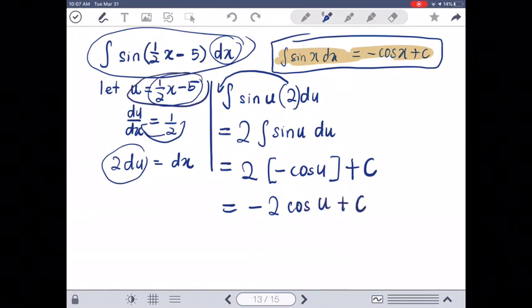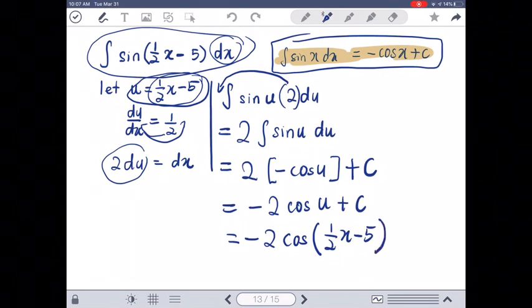Insert the original value of u, which is 1 over 2x minus 5. So my final answer is negative 2 cos (1 over 2x minus 5) plus c.